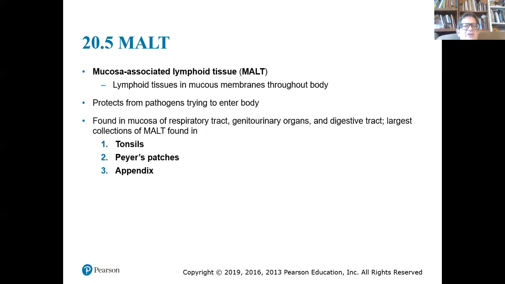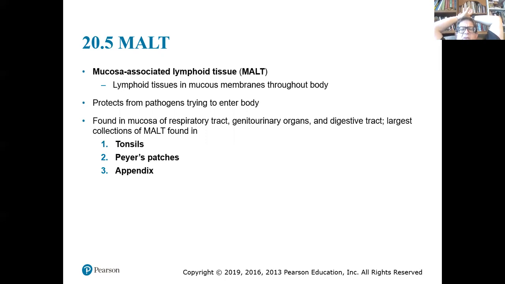All right, so now we're going to talk about MALT, mucosa-associated lymphoid tissue. You're going to need to know what the abbreviation stands for. You're going to need to know the three things that are considered to be MALT. And those are your tonsils, your Peyer's patches, which are kind of like tonsils of the intestine, and your appendix. Anyway, MALT is lymphoid tissue in the mucous membranes. That's why mucosa associated.